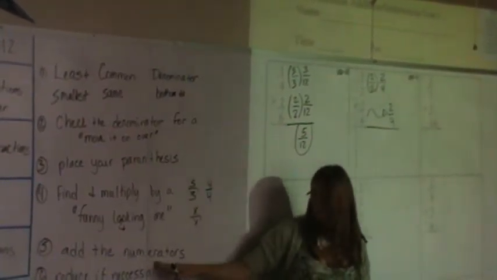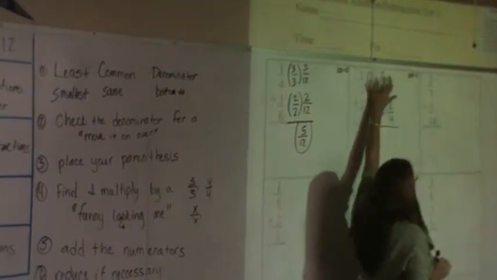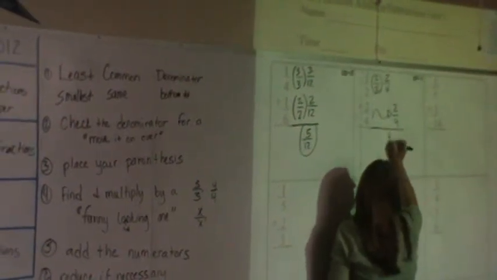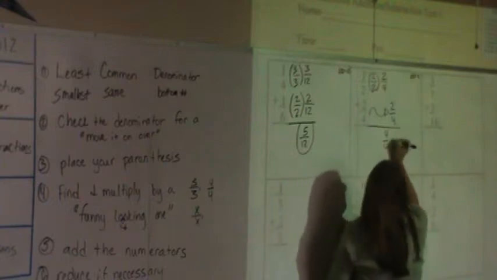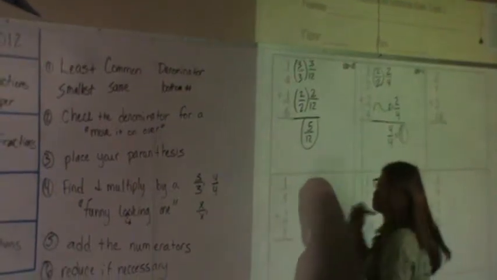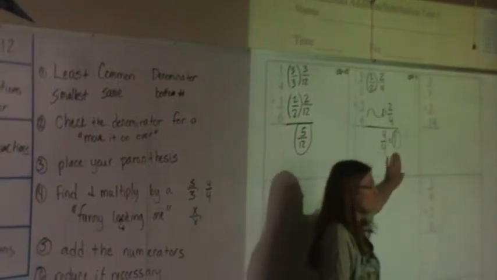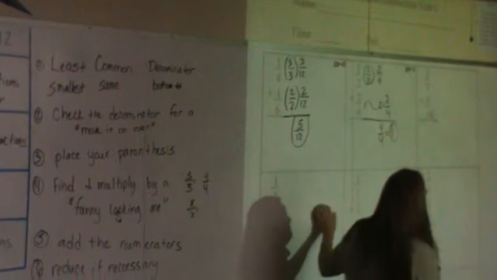Next step, read the next step with me, go. Add the numerators. And the numerator here is 2. The numerator here is 2. 2 plus 2 is 4. 4 over 4 is 1. So this one does reduce. Number 6, reduce if necessary, and it reduces to 1. Excellent.